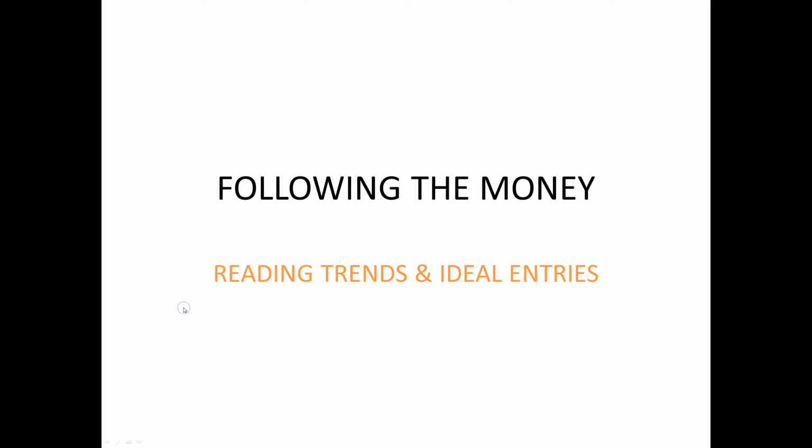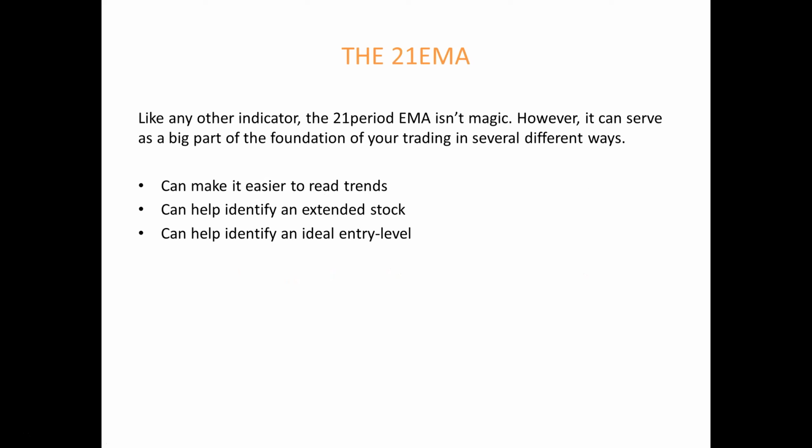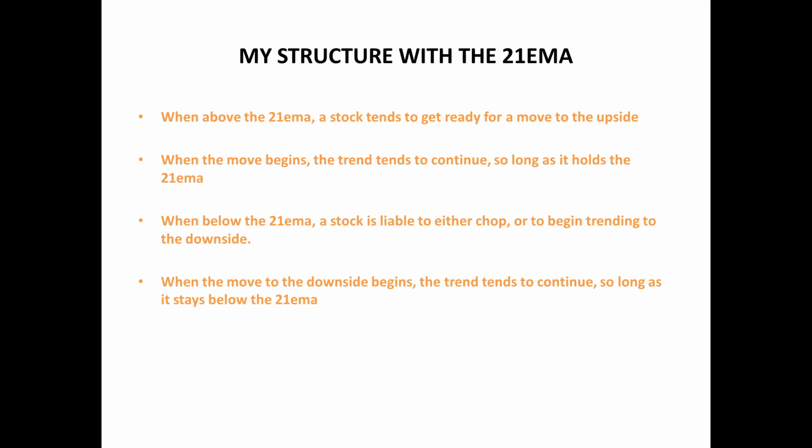So with that being said, what I'm going to talk about, guys, is the 21 EMA, right? The 21 period EMA. Now, like any other indicator, it's not magic. However, at least for me personally, it can serve as a big part of the foundation of our trading in several different ways, and that's kind of where the magic is. It can make it easier to read trends, it can help identify an extended stock, and it can help identify an ideal entry level. So those are the things, guys, that I use the 21 EMA for. Reading trends, identifying ideal entries, and identifying when a stock has probably ran away a little bit too much.